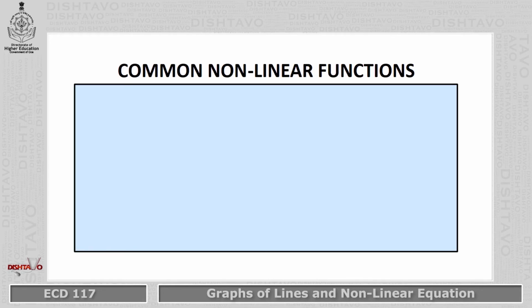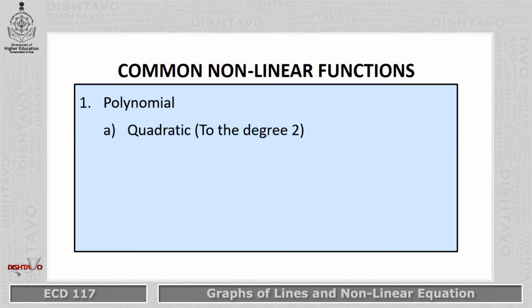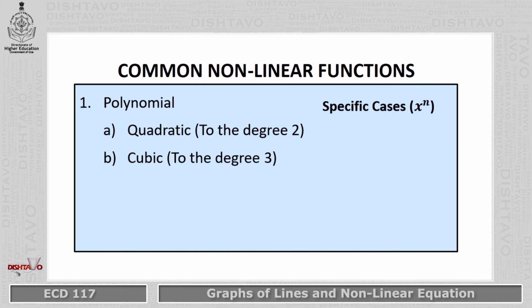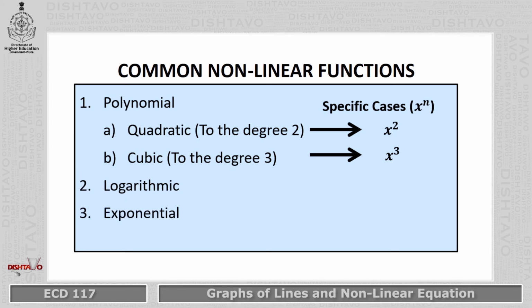Let's look at some common nonlinear functions now. So we've seen a linear graph. Let's look at some common nonlinear functions. A polynomial function, right? Under polynomial functions, we can have a quadratic equation, that is of degree 2. We can have a cubic function, that is of degree 3. And if we look at more specific cases, something that we have seen very often are specific cases of x raised to n. So if you have a quadratic case, then you have x raised to 2, that's x squared. Or if you have a cubic case, you have x cubed. And these particular cases are very easy to graph, and we are going to see that in a bit. Then we have logarithmic functions. We also have exponential functions.